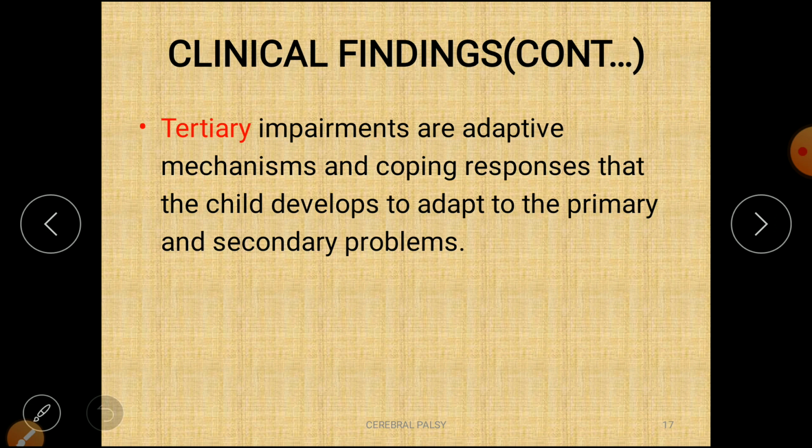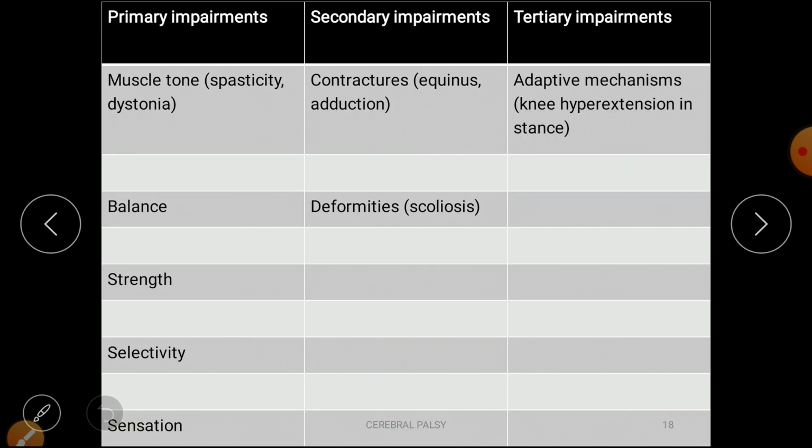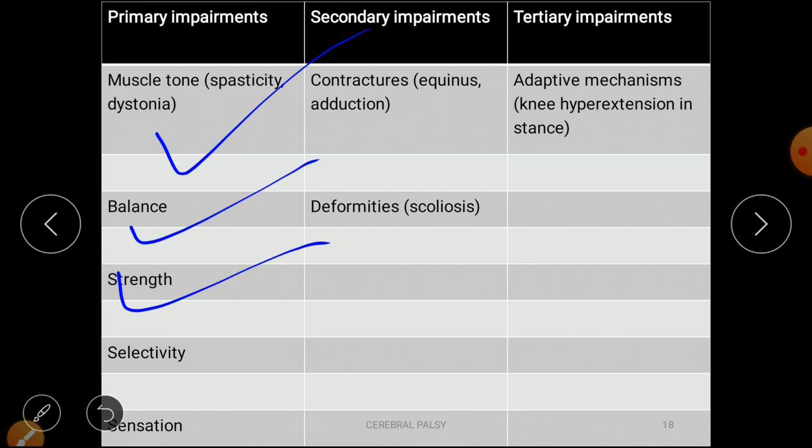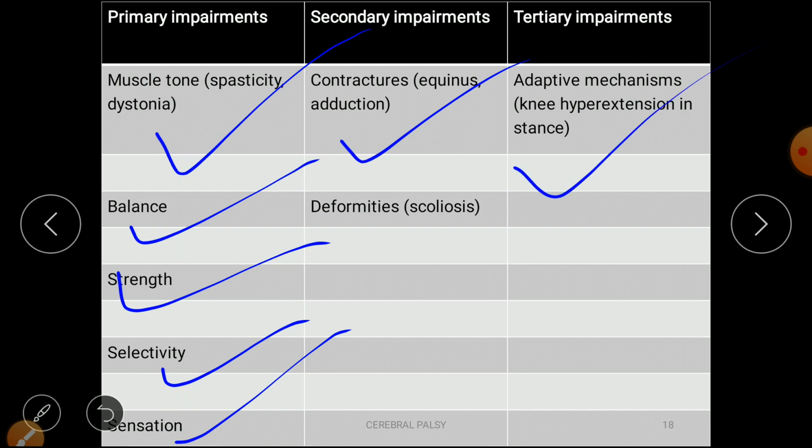Now tertiary impairments are coping responses that the child develops to adapt to the primary and secondary problems. Now the primary impairments in the chart: muscle tone is affected, either spasticity or dystonia, balance is affected, strength is affected, and selectivity and sensation problems. Secondary impairments are contractures, that is equinus or adduction deformity, and deformity like scoliosis. Tertiary impairments are adaptive mechanisms. That means tertiary impairments occur due to adaptive mechanisms secondary to the earlier ones, that is knee hyperextension in stance position, or we can say genu recurvatum. So that is tertiary impairments.